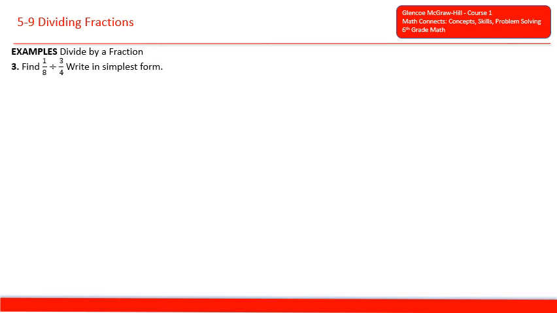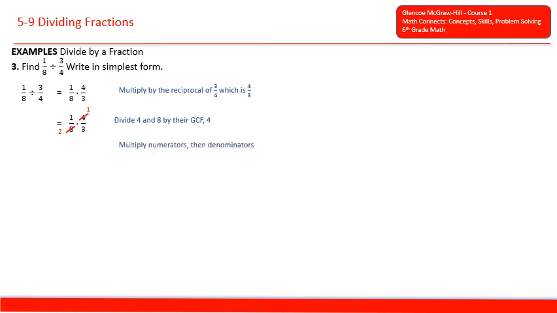Divide by a fraction. Find 1/8 divided by 3/4, writing in simplest form. We will multiply 1/8 times the reciprocal of 3/4, which is 4/3. And then we can divide out greatest common factors. So 4 goes into 4 once, 4 goes into 8 twice. And then we can multiply across. 1 times 1 is 1, 2 times 3 is 6, and we get 1/6.